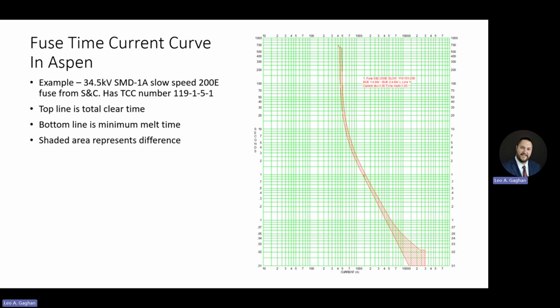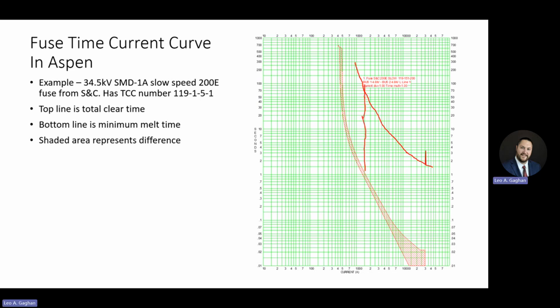When you do coordinate with these fuses in Aspen, if you were to put in an upstream or downstream relay or recloser or additional fuse, you can actually choose if you wanted to give you the time differences between the minimum melt and the total clear. A lot of the times, if you had an upstream device that you want to operate slower than the fuse, you do see difference on that total clear time.